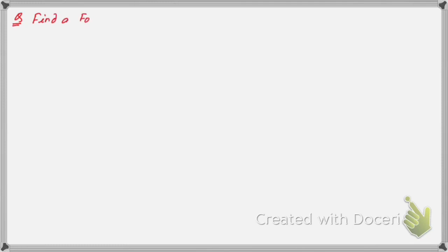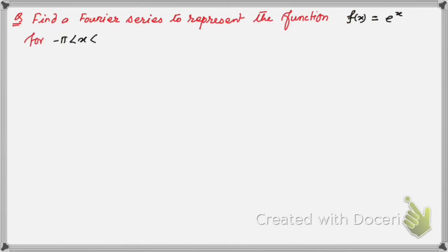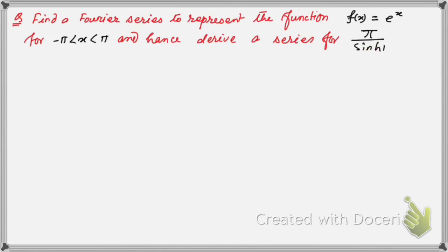So find the Fourier series to represent the function f of x equals e to the power x within this interval, right? E to the power x, not ax. The previous one was e to the power minus x. Hence, derive a series for pi by sine hyperbolic pi. First let me obtain the Fourier series for e to the power x.